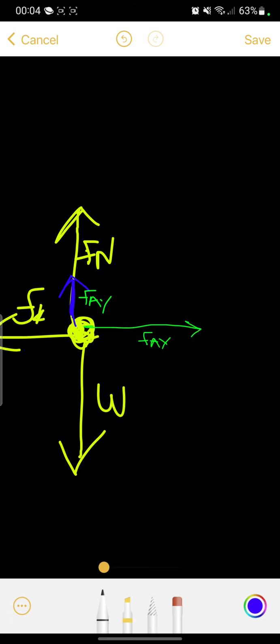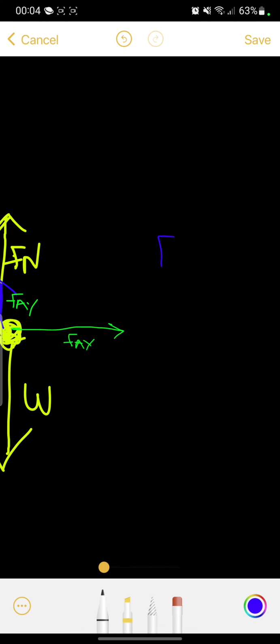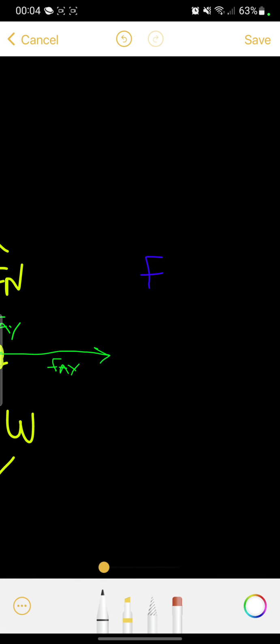We can see that the only forces acting up are Fay, which is the vertical component of the force applied, and the normal force, which is the force that the surface exerts on the object going upwards. This is equal to the weight, which is the only force acting down. So in a nutshell, we're just saying that, let me use a lighter color, let's use white.